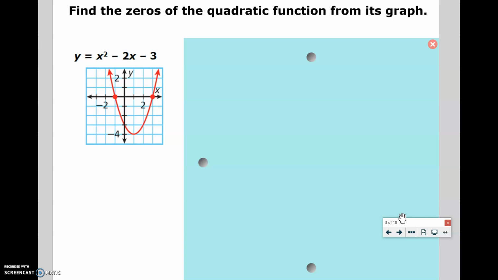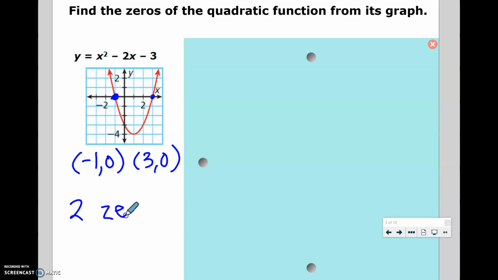So what this is going to look like, if I'm looking for the zeros of a quadratic function from its graph, and this is the first one we're looking at, this parabola has 2 zeros. So this point right here is a 0, so that would be at -1, 0. See how that y value is 0. And then this one would have a 0 also at 3, 0. So this one has 2 zeros because that parabola is crossing the x-axis 2 times.